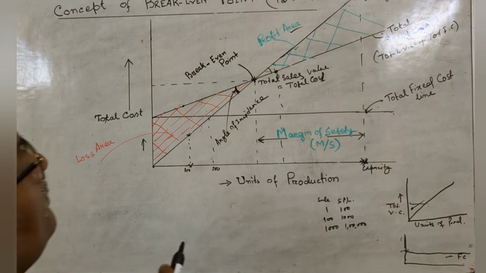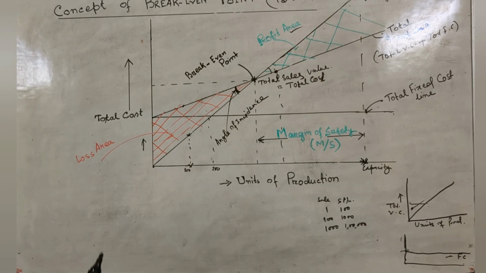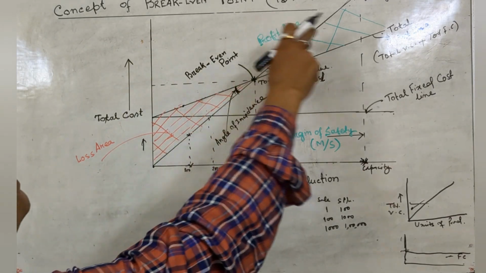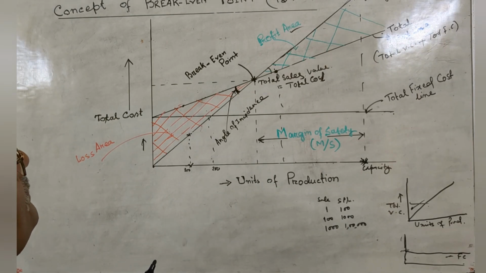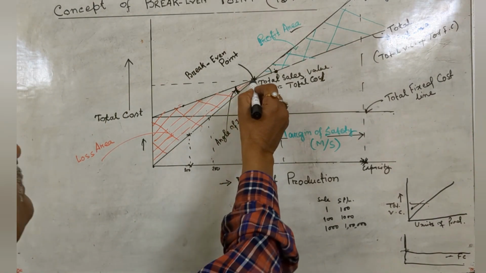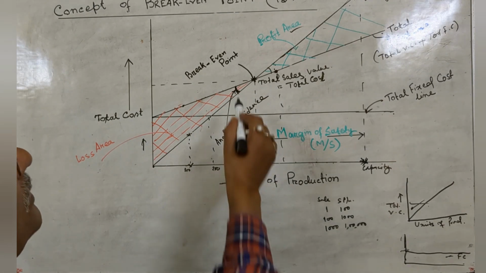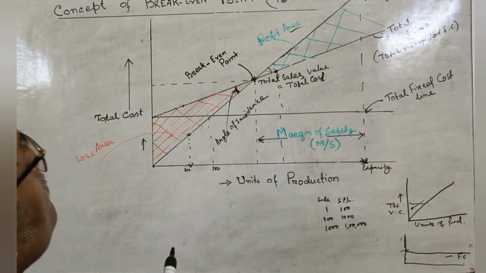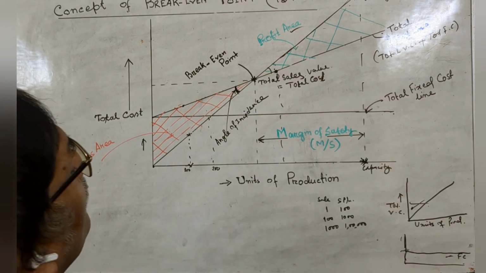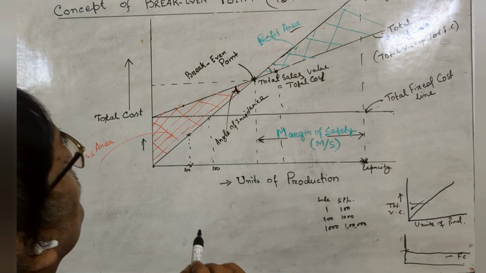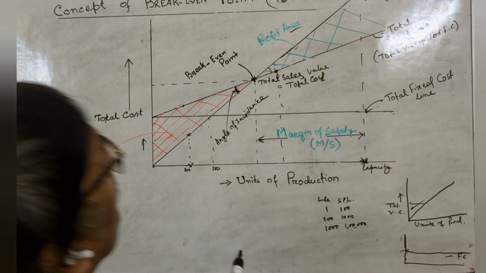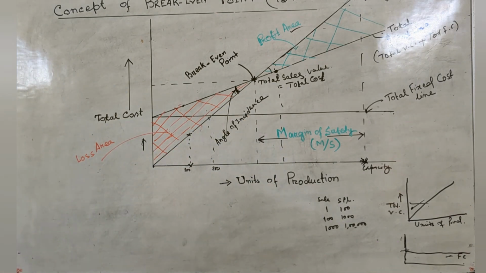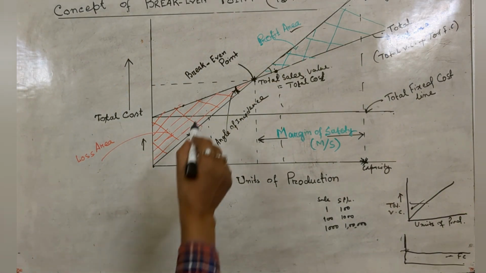As a manufacturer or production manager or the owner of the company, why are you interested in this graph? What is the information coming out from this graph? The information is, this is the whole capacity of the farm, where the farm will be in no loss, no profit. And after that, the farm will always be in profit. And below that, the company or farm will be in loss.